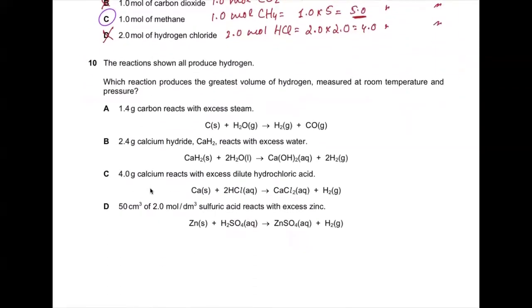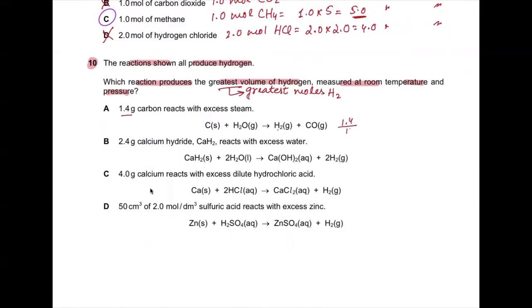Now, MCQ number 10. The reactions shown all produce hydrogen. Which reaction produces the greatest volume of hydrogen measured at room temperature and pressure? So the one that produces the greatest moles is going to produce the greatest volume of hydrogen. So 1.4 gram carbon reacts with excess steam. Okay. So the mole ratio of carbon and hydrogen is going to be 1:1.